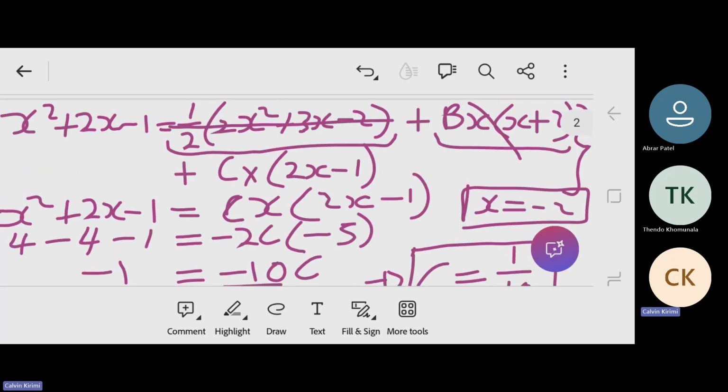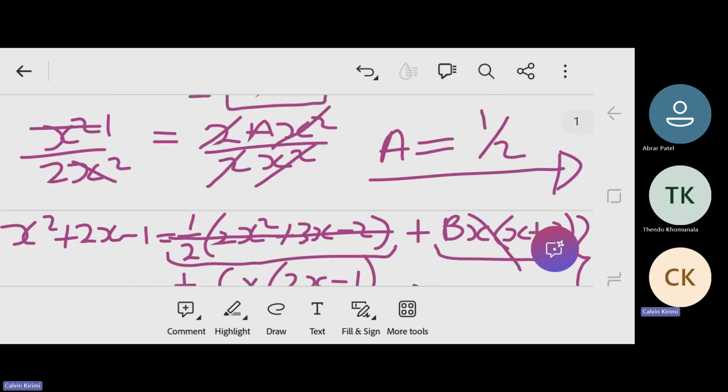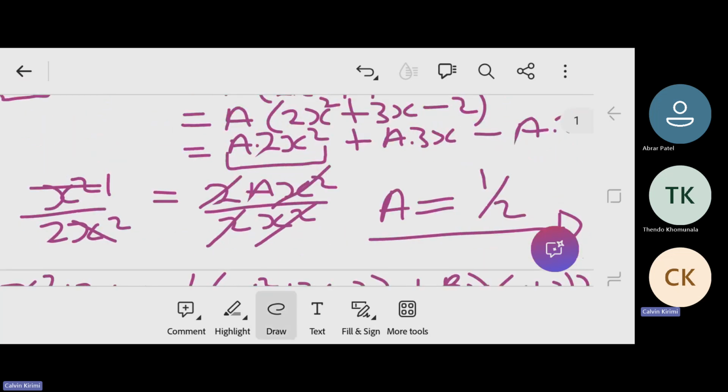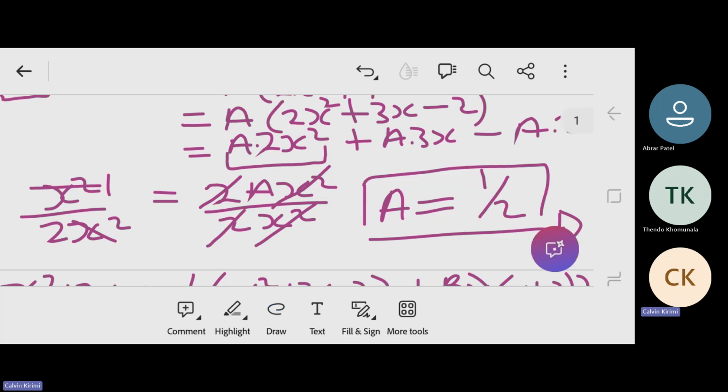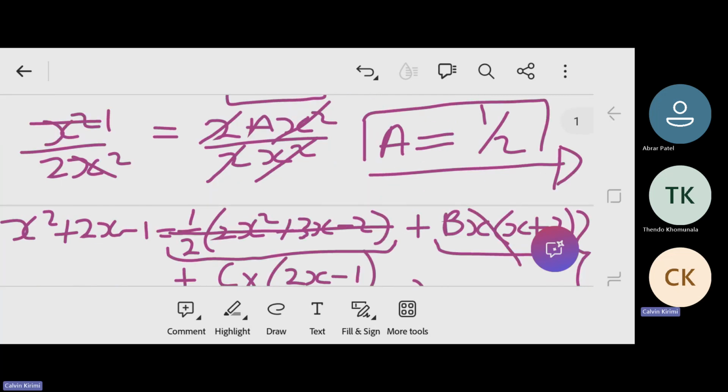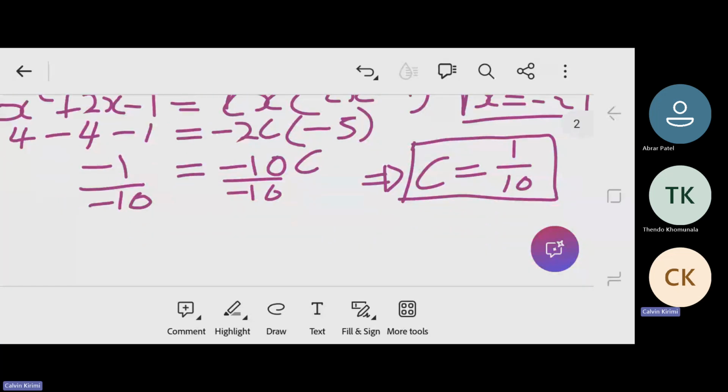And before, we got A is half. This is another constant that we got. A is half. So now where we are left is finding B. C is 1 over 10, A is half. What about B? How can we solve for B?